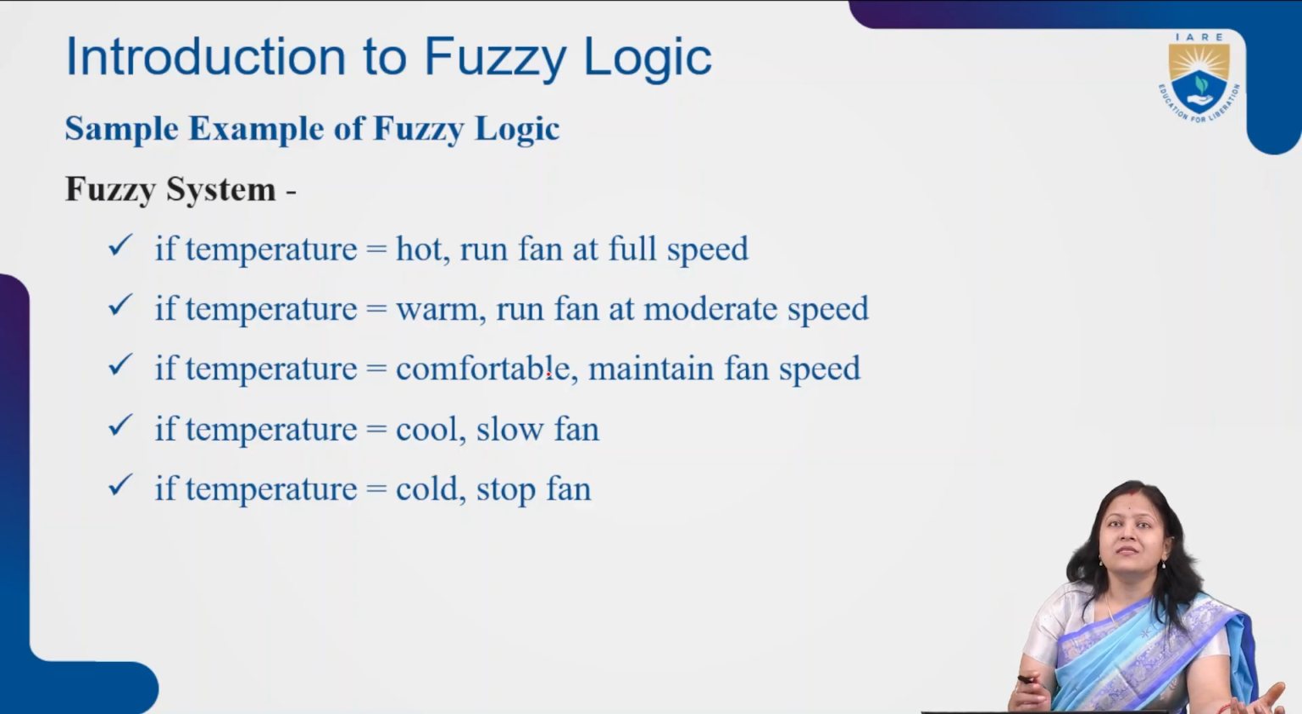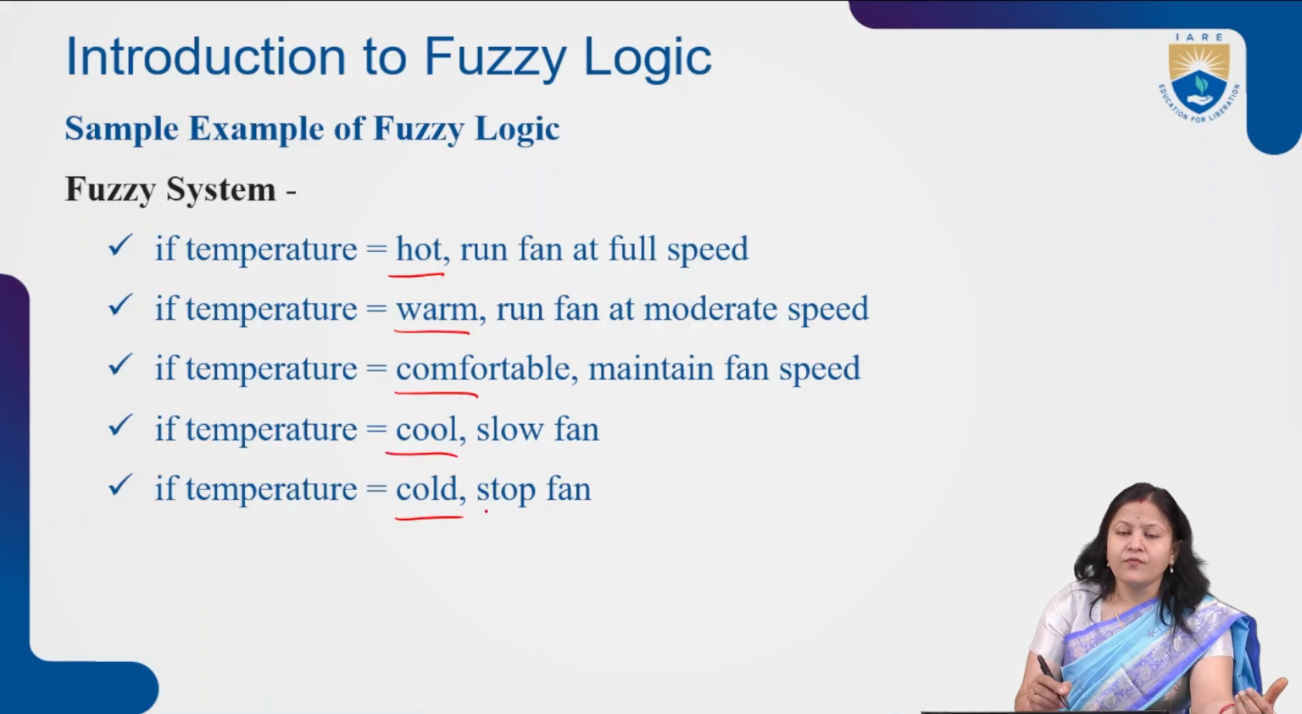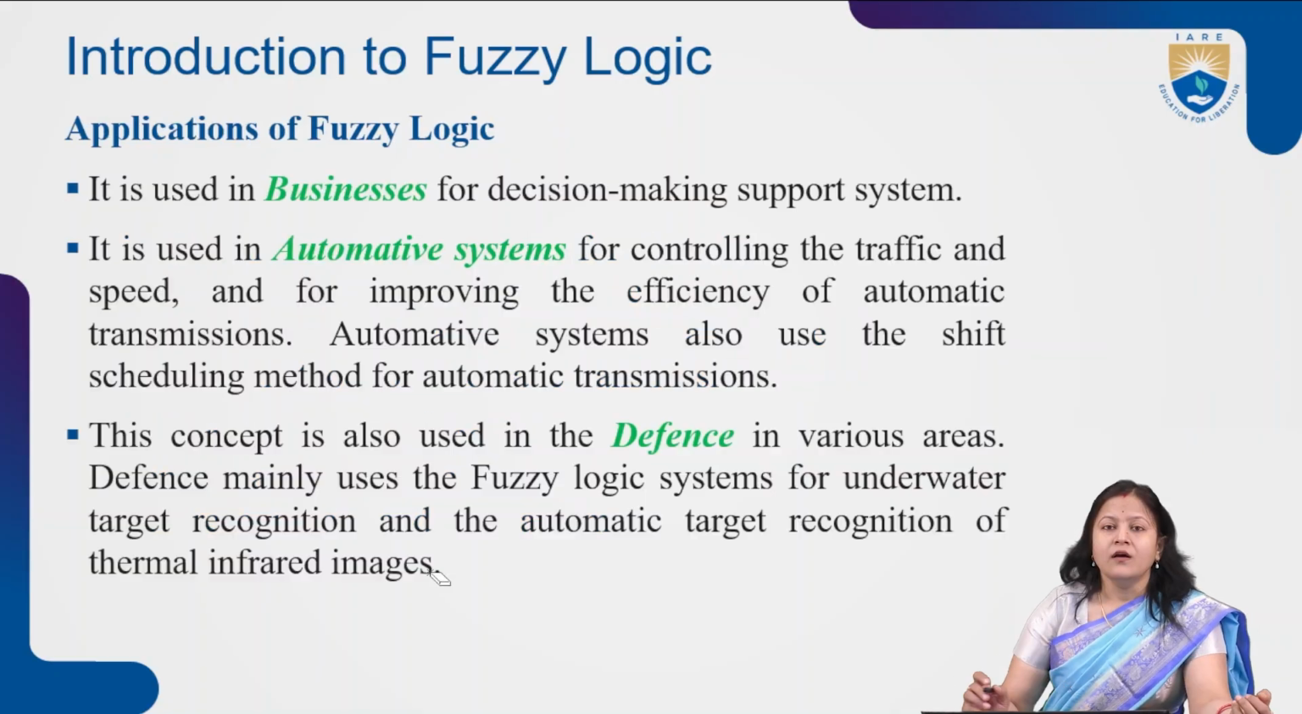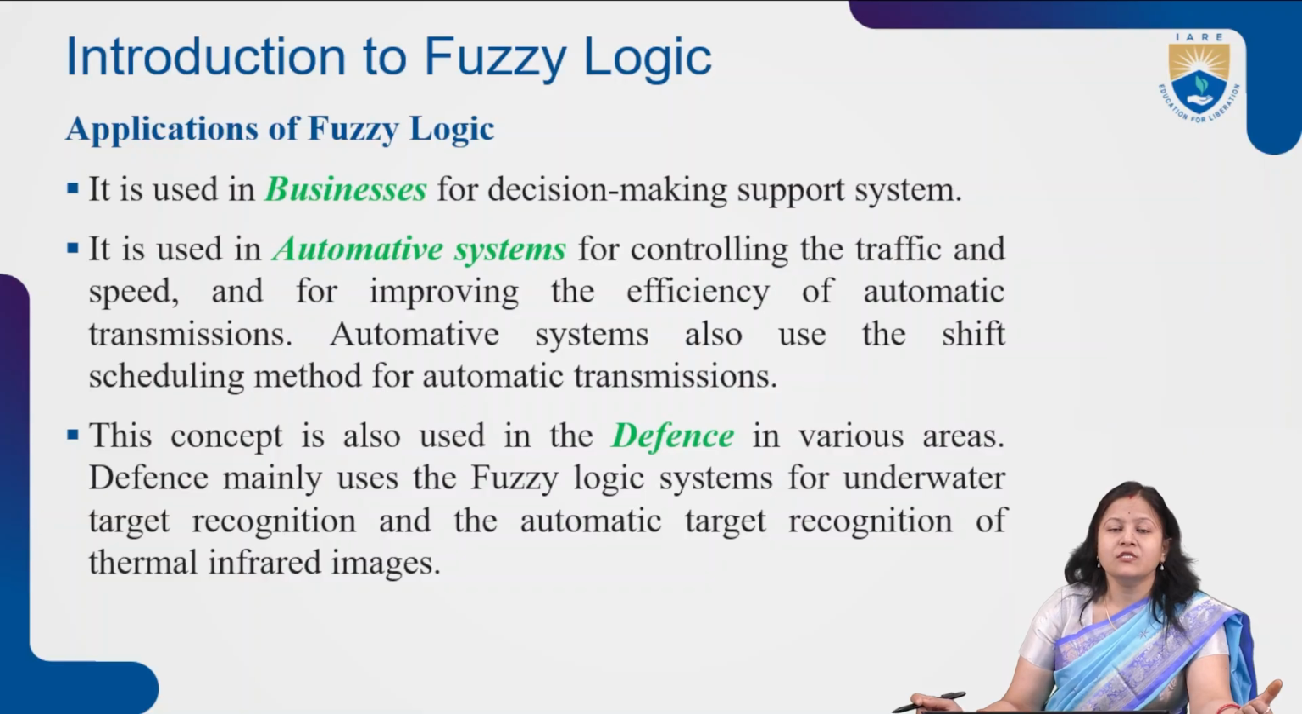Normally a person says the temperature is hot or the temperature is cold, but fuzzy logic is a new concept which is applicable in all commercial machines or any kind of gadgets. As per the human brain or our perception, for these linguistic variables, fuzzy logic can assign numerical values between 0 and 1. Accordingly, the controller works. So these are a few applications where fuzzy logic is used. Especially it is used in businesses for decision-making support. It is also used in automotive systems for controlling traffic speed and for improving the efficiency of automatic transmission. Automotive systems also use the shift scheduling method for automatic transmission.